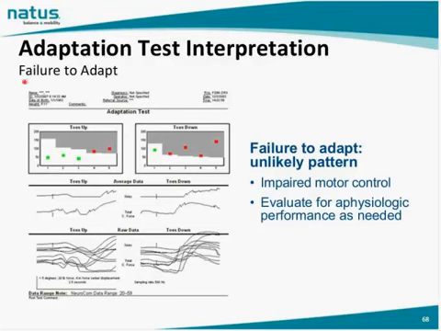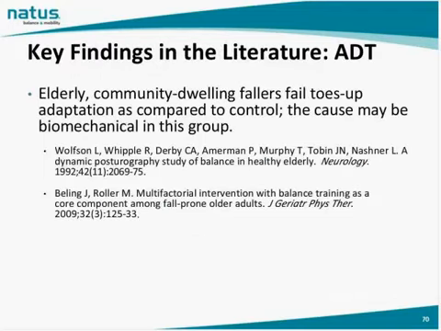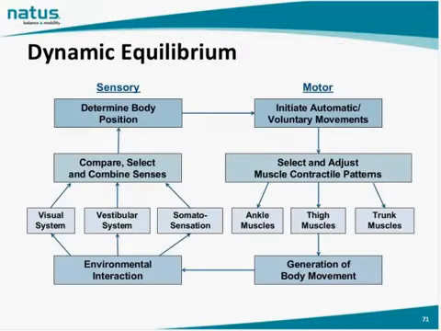In terms of patients who show some degree of exaggeration or unlikely patterns of impaired motor control, look for possible aphysiological responses in these cases. And this can also be very helpful in terms of what the possible prognosis for improvement in these patients is going to be like. In community-dwelling elderly, failing the toes-up adaptation is a very good sign of biomechanical issues and may very well lead to subsequent falls.